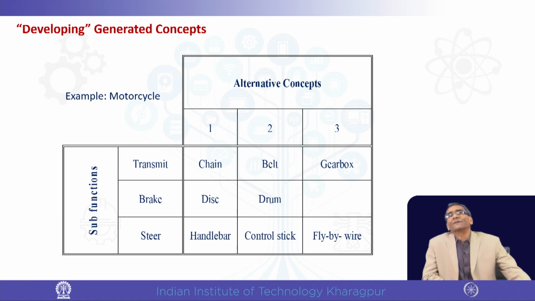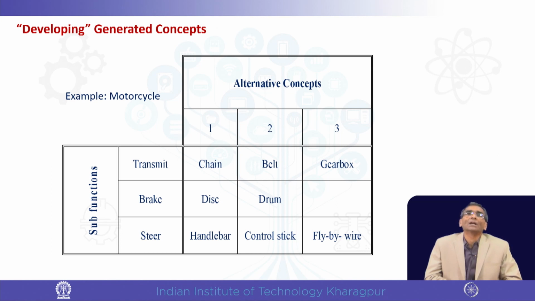It will be clearer from this short, brief and simple example. Subfunctions, as I said already: transmit, brake, steer. Suppose these are the subfunctions for a motorcycle, these are the 3 subfunctions.